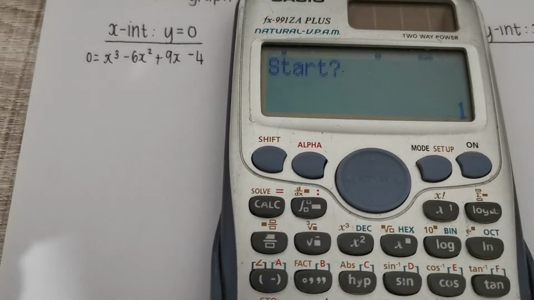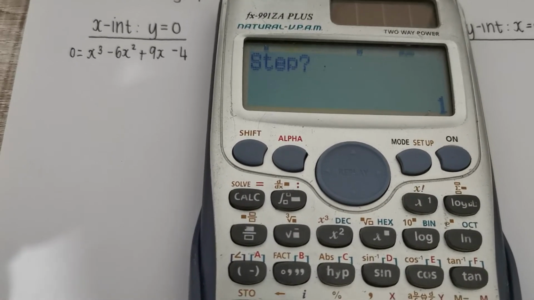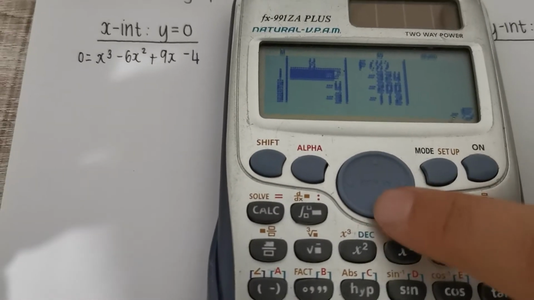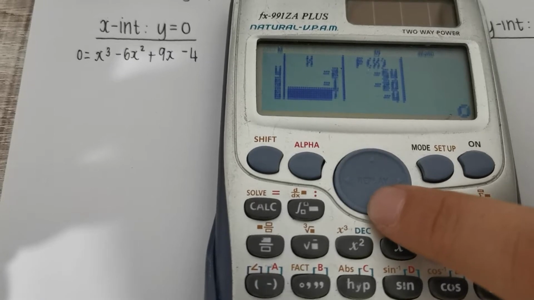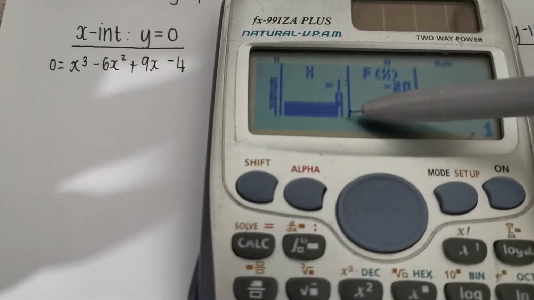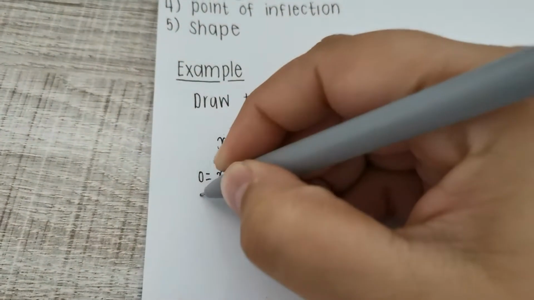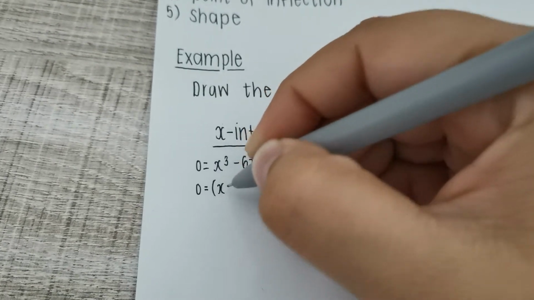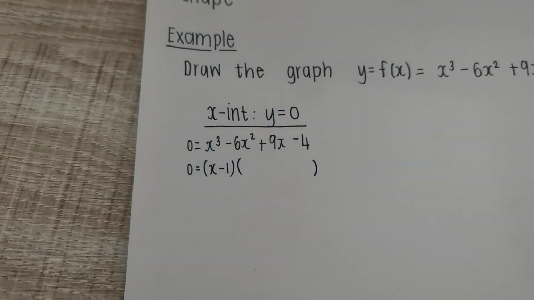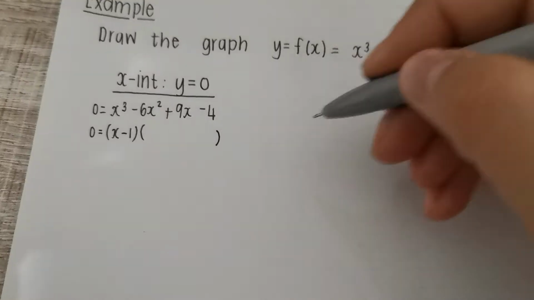I'm going to start at -5 and I'm going to end at 5. Step, remember, is 1. I'm going to look for a 0 over here. There we go, I found a 0. That means the value should be 1. When we're writing out our factor, it's x minus 1. Now I need to figure out this quadratic part over here. So how am I going to figure that out? Synthetic division, since that's the easiest.